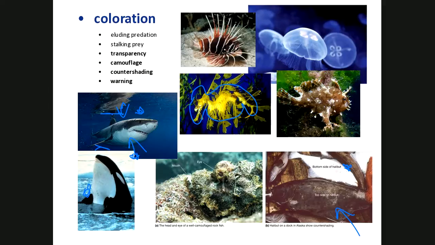Camouflage the rockfish down here too. Rockfish, for names that are quite obvious. Warning coloration, it's sort of the obvious or the opposite of camouflage.